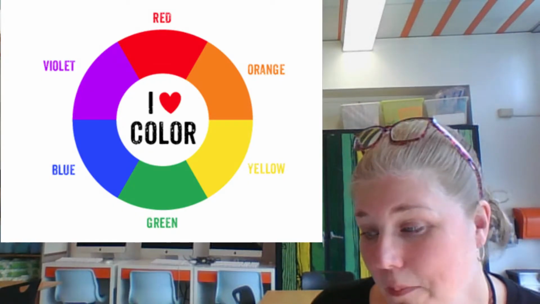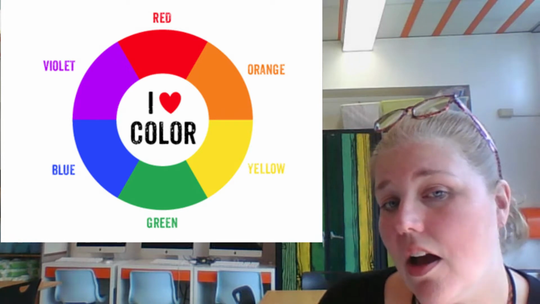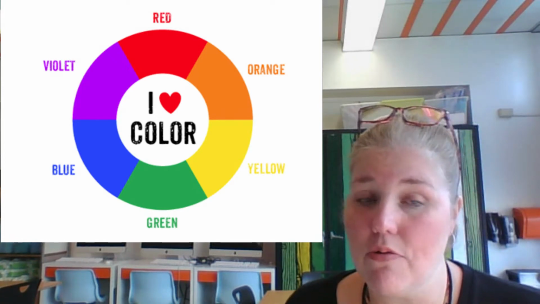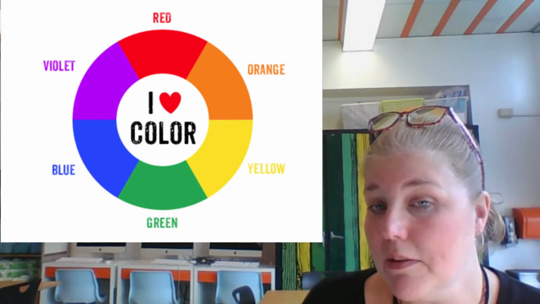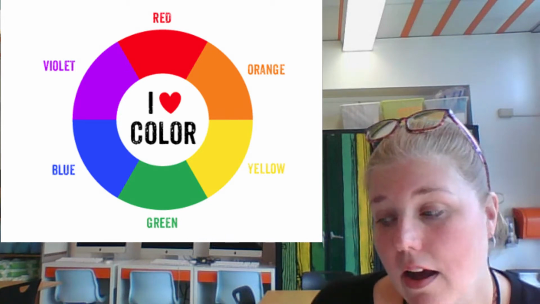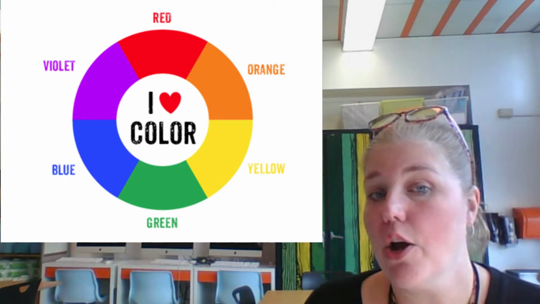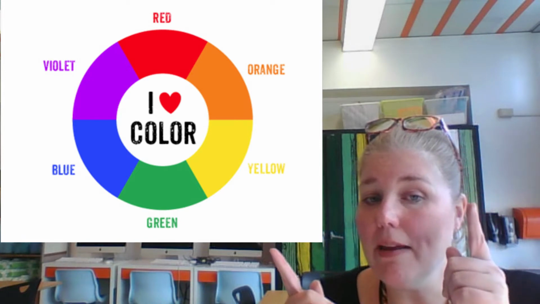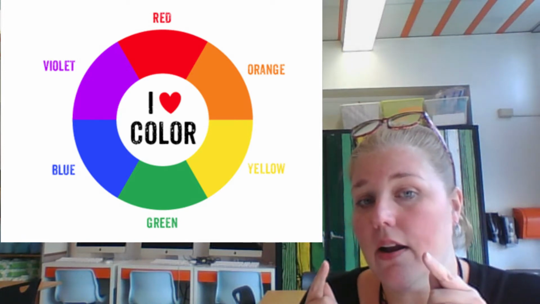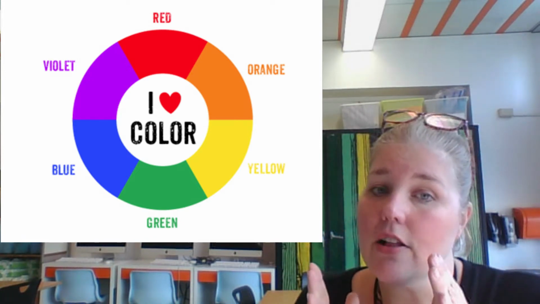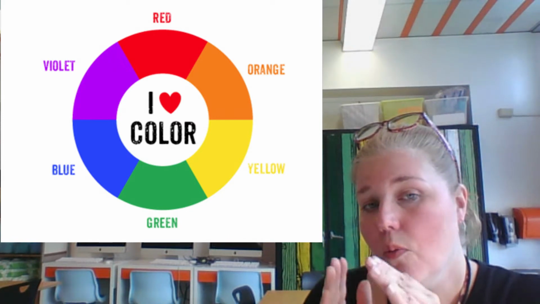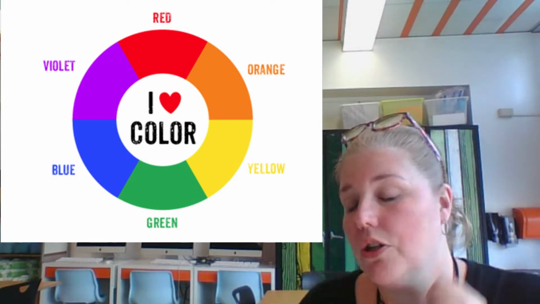So let's take a look at this. This is a color wheel, and you can use the color wheel as an artist to help you know what colors you need to mix. The primary colors are red, yellow, and blue, and the color in between the primary colors are the secondary colors, and whatever's on the outside is what you use to make it.